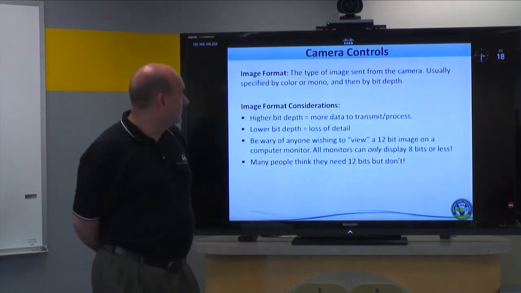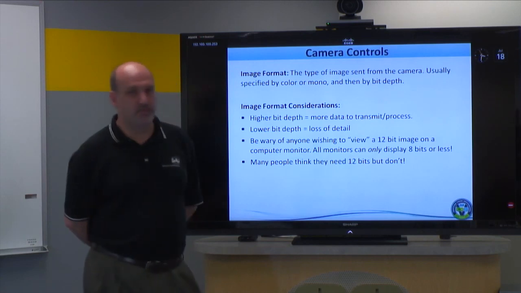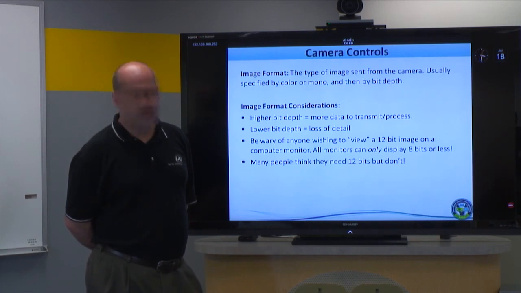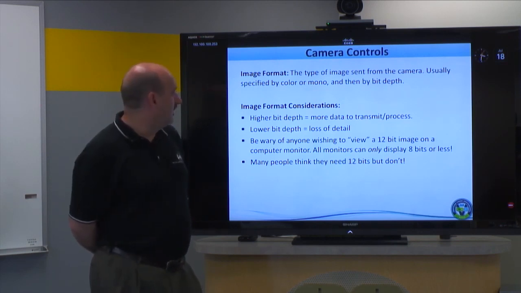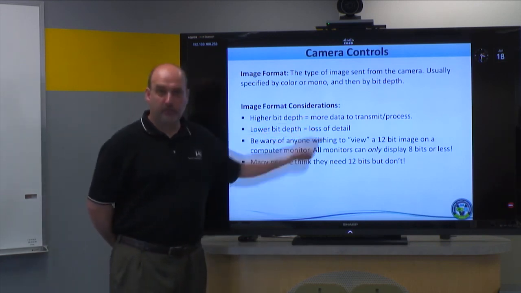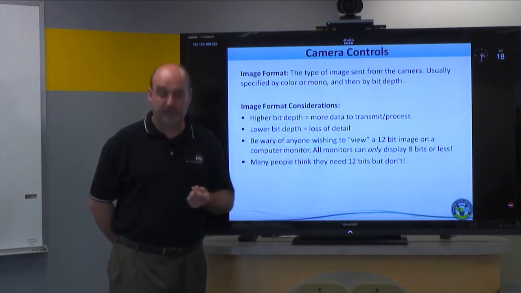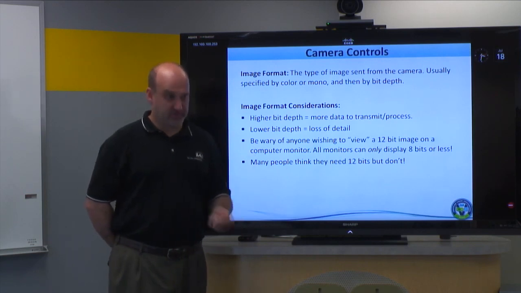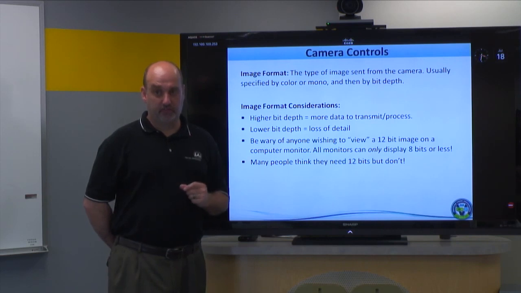Image format controls the type of image sent from the camera, usually specified by color or monochrome, and then by bit depth. So as we were saying earlier, if we choose a higher bit depth, we have more data to transmit or process, but correspondingly, that gives us more detail than a lower bit depth where we have limited detail. So there's a balancing act between how much transfer and how much processing I want to use versus the amount of detail in my image, or the bit depth of my image.